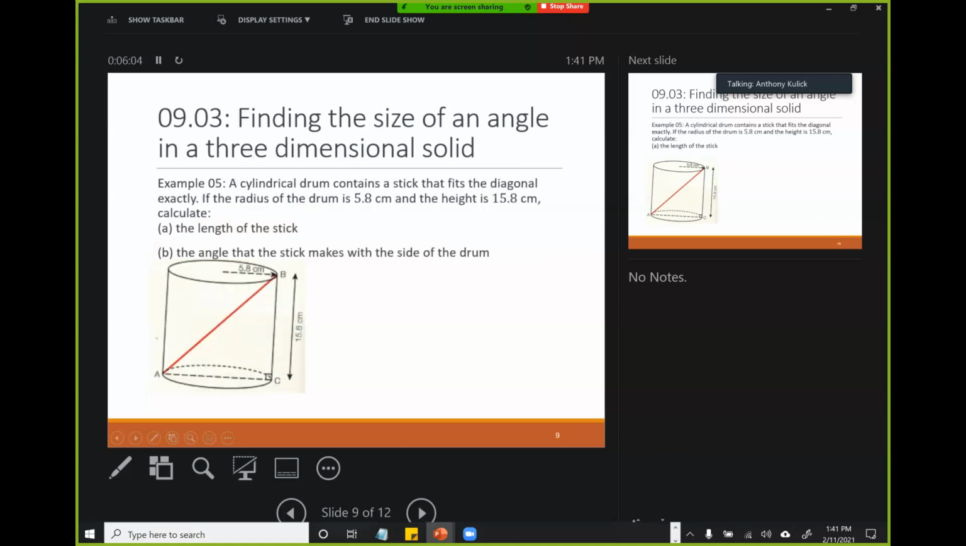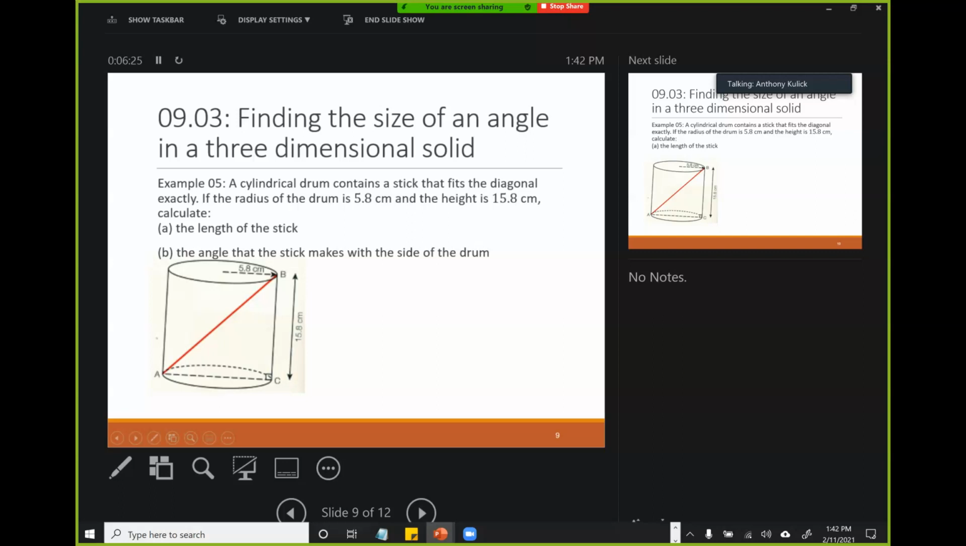All right. Another example. A cylindrical drum contains a stick that fits the diagonal exactly. If the radius of the drum is 5.8 centimeters and the height of the drum is 15.8 centimeters, calculate the length of the stick and then the angle that the stick makes with the side of the drum.